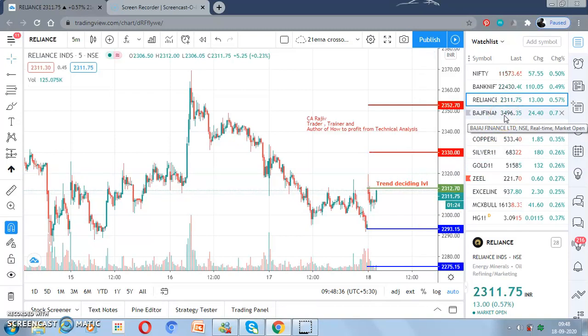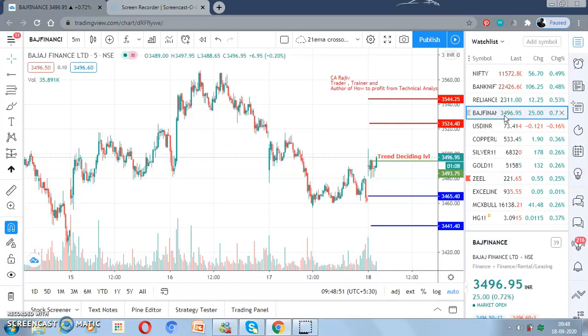Please note that these are our targets which I have calculated based on the past data as well as the current opening data of today, and these are good target levels for your trading positions which you already have.